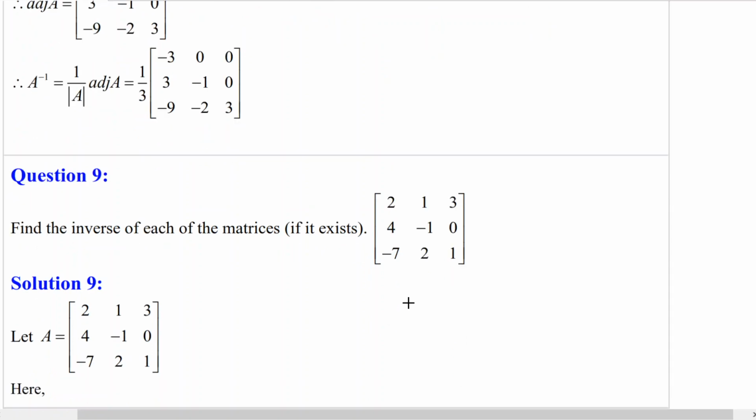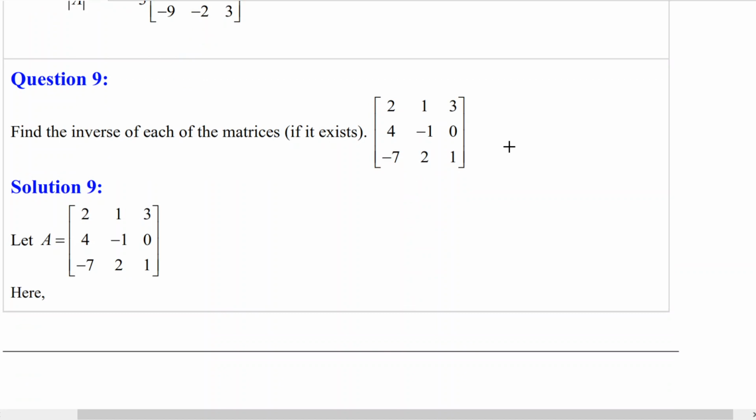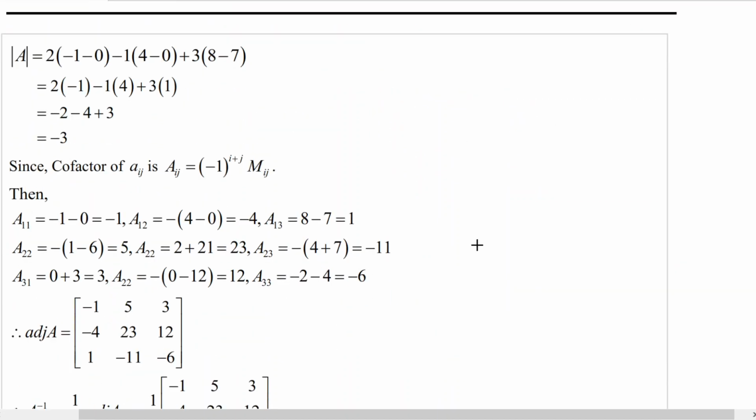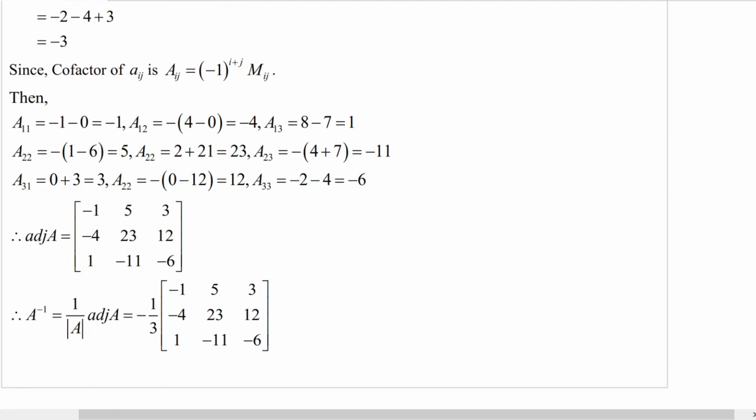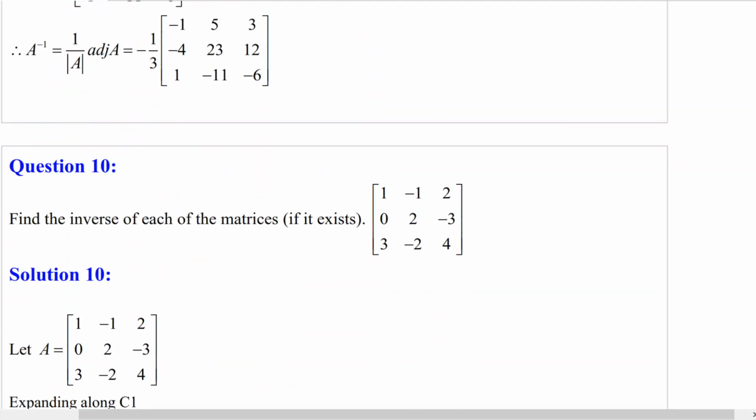Okay, find the inverse of each of the matrices if it exists. Now this one you will do by yourself. I'll just show you the solution once, and by pausing you can check it by yourself, right? And before checking you try to do it by yourself. Okay, just don't copy and paste it. That is a really bad idea to learn mathematics.